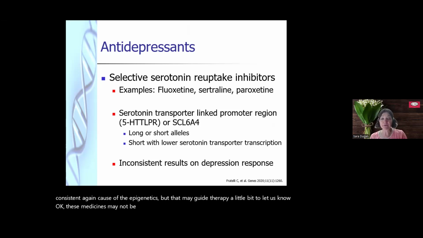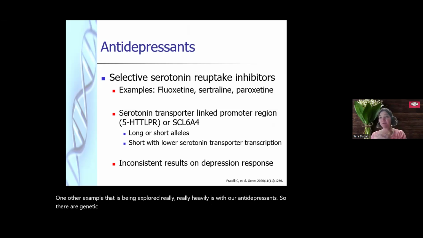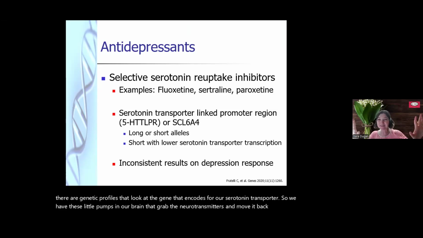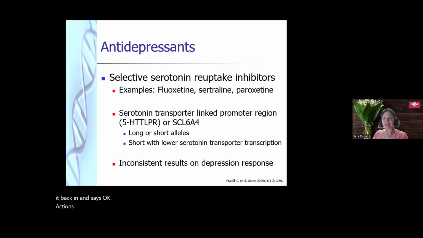One other example that is being explored really, really heavily is with our antidepressants. So there are genetic profiles that look at the gene that encodes for our serotonin transporter. So we have these little pumps in our brain that grab the neurotransmitters and move them back into the neuron. So when serotonin's out, it can work on other neurons. That transporter pump pulls it back in and says, okay, your actions are done. You're kind of back in timeout. We're putting you back in your room.